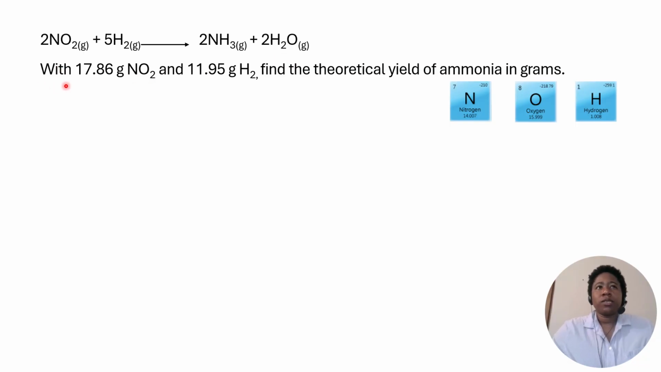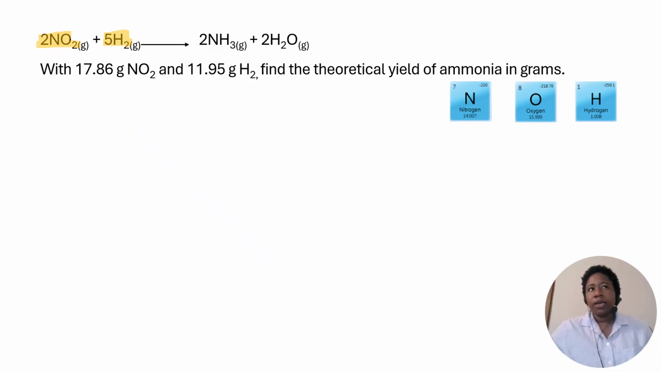The statement reads, with 17.86 grams of nitrogen dioxide and 11.95 grams hydrogen, find the theoretical yield of ammonia in grams. Now, this theoretical yield will be found using the limiting reagent. And the limiting reagent is the reactant that is used up completely during the equation. Now, we have two reactants, the nitrogen dioxide and the hydrogen. So our first step will be to calculate the number of moles present of each reactant.